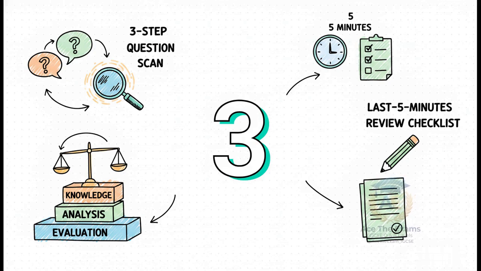First, the 3-step question scan. The moment you turn the page, always identify the command word, isolate the required knowledge, and hunt down the hidden constraints of the prompt. Second, the paragraph balance formula. Ensure you actively balance knowledge, analysis, and evaluation in every single long response you write. Don't let one dominate the others. And third, the last 5 minutes review checklist. Verify your formats, check your professional terminology, and ensure your working is crystal clear for the examiner to follow.